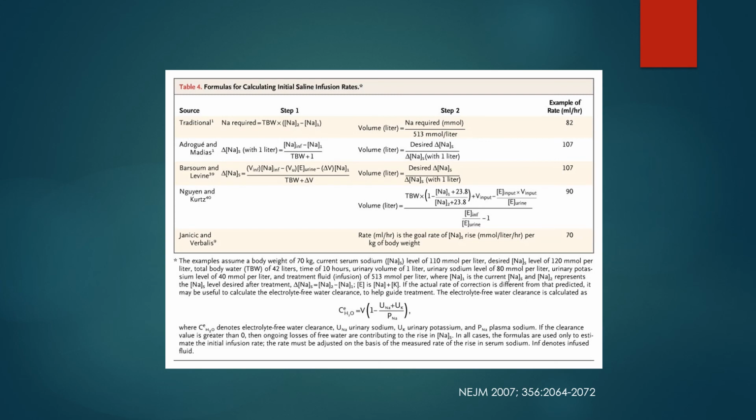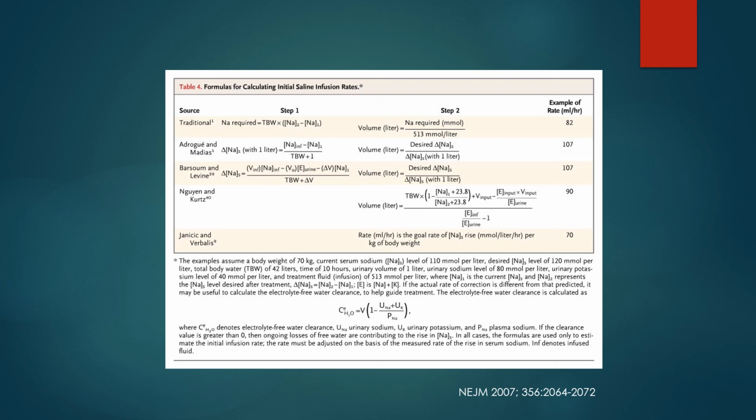So if you're treating someone with SIADH with 3% hypertonic saline, how do you do it? Well, there have been a number of equations that have been proposed to calculate the appropriate rate. As it turns out, all these equations come up with about the same rate of correction using hypertonic saline, based on this New England Journal of Medicine article, because they're all making the same basic assumptions.